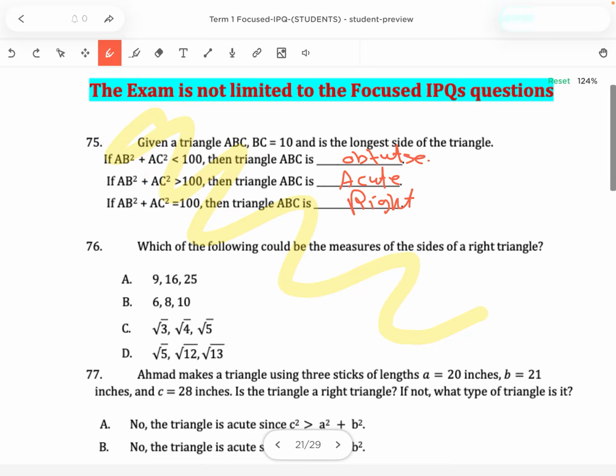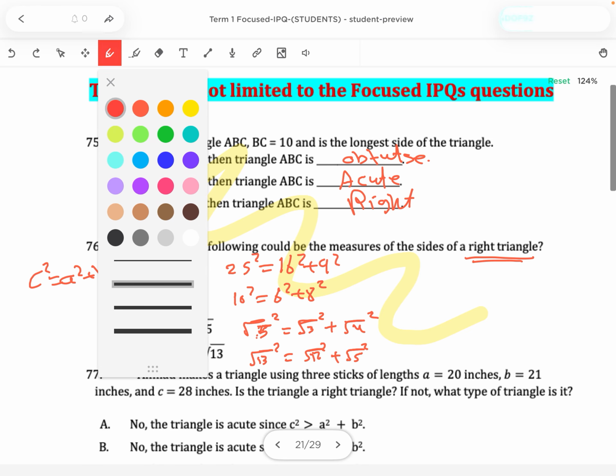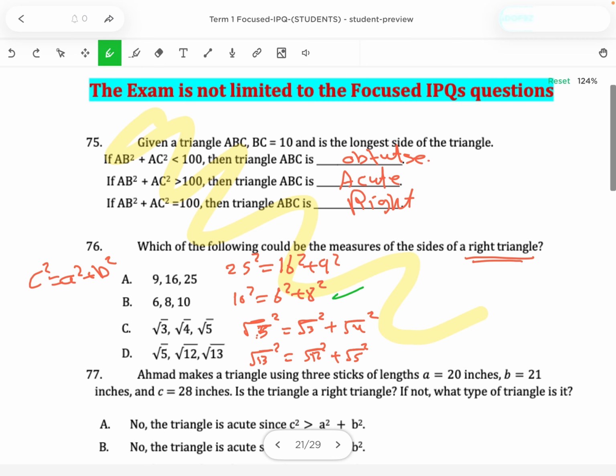So which of the following could be a measure of sides of a right triangle? نفس الموضوع اللي تكلمنا عنه قبل شوي. We have to check هل C squared equal A square plus B square أو لا to have a right triangle. يعني is 25 square equal 16 square plus 9 square. هل 10 squared equal 6 square plus 8 square. Is radical 5 square equal radical 3 square plus radical 4 square. Is the last one radical 13 square equal radical 12 square plus radical 5 square. طبعا we have to check it using calculator. The only choice is this one because the other ones are not equal.